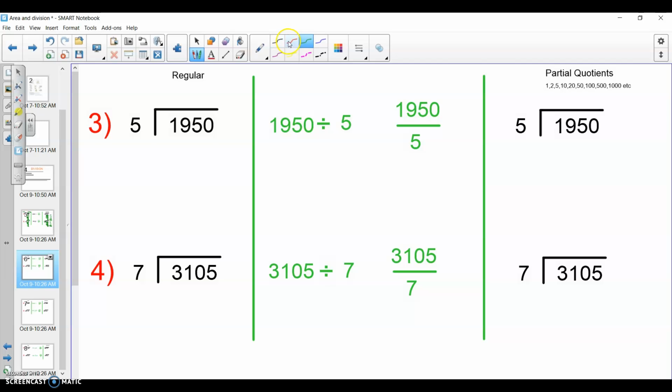Okay, this is part two of our division problems. So I'm going to do number 3, which is 1,950 divided by 5, 2 ways, and I'm going to do number 4, 2 ways as well.